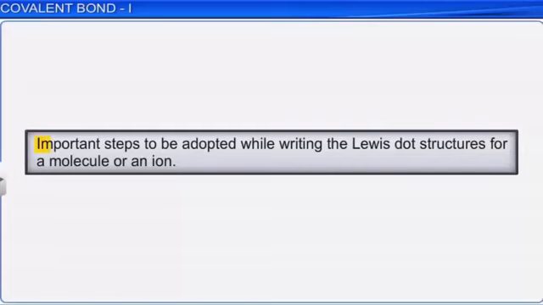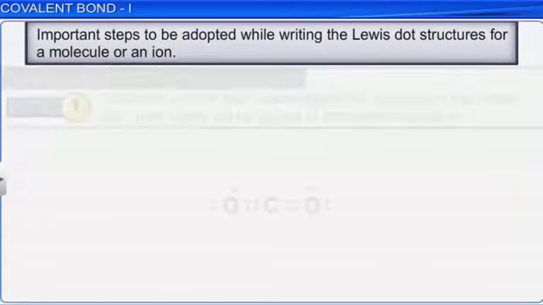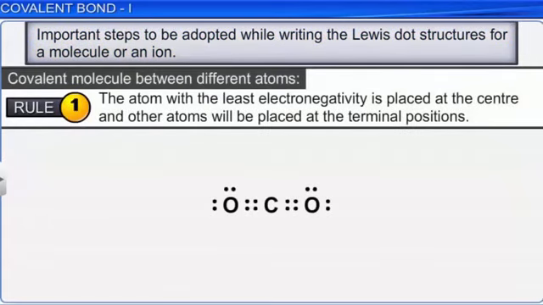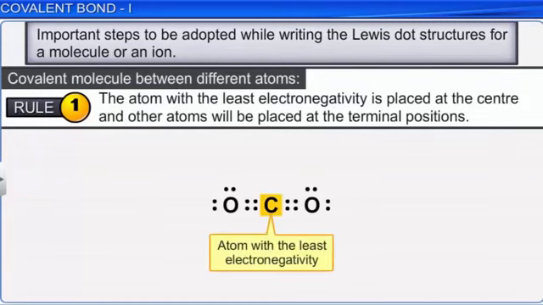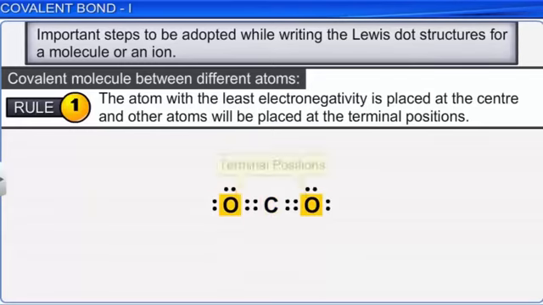Let us look at certain other important steps to be adopted while writing the Lewis dot structures for a molecule or an ion. In case a covalent molecule is formed between different atoms, then the atom with the least electronegativity is placed at the center and the other atoms are placed at the terminal positions, as shown here for a carbon dioxide molecule.